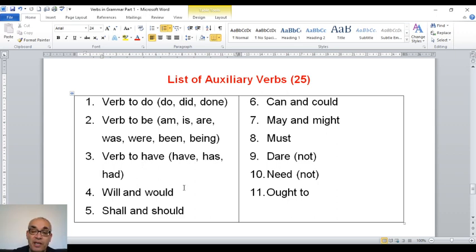Will and would, again would is past of will, and this is future. Shall and should, again future. Should is past of shall. Can and could, again could is past of can. May and might, might is past of may. Must, dare not, need not, ought to. Number 9, 10 and 11, this is very, very high level, like level 2 or level 3. Advanced, very advanced level. But this is the list for you about auxiliary verbs.